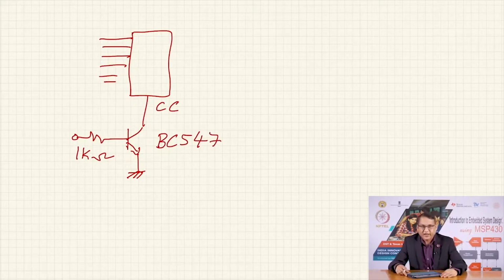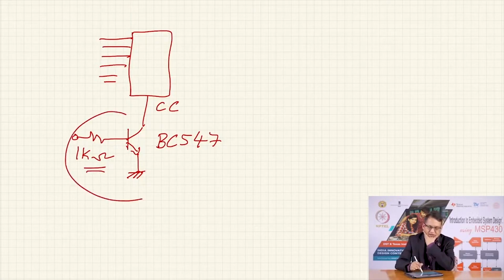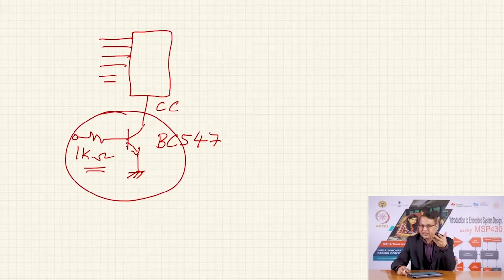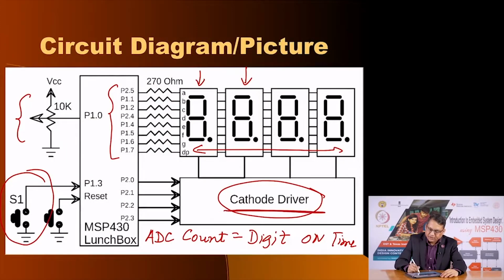General purpose NPN transistors are enough, and 4 1 kilo ohm resistors, and you are going to connect one such combination for each digit. Since we have 4 digits, you are going to need 4 such setups, and so that will form the part of the block diagram here called the cathode driver.